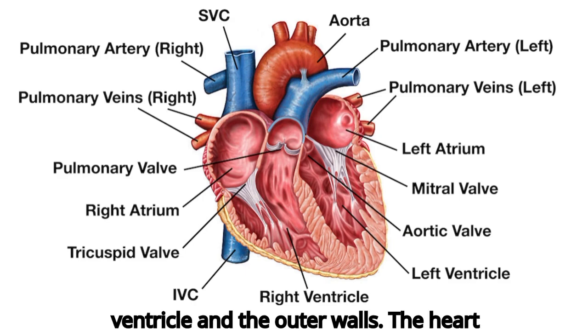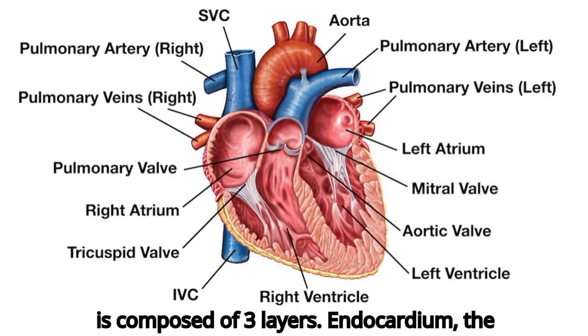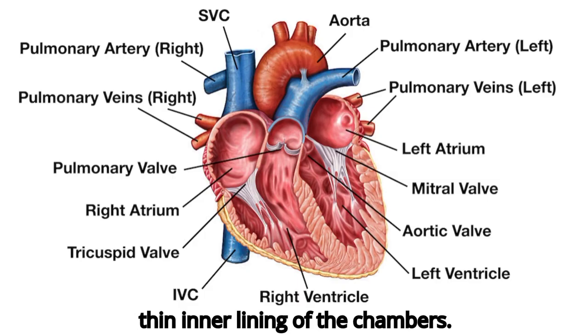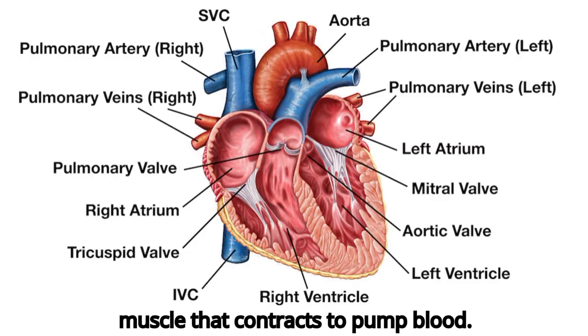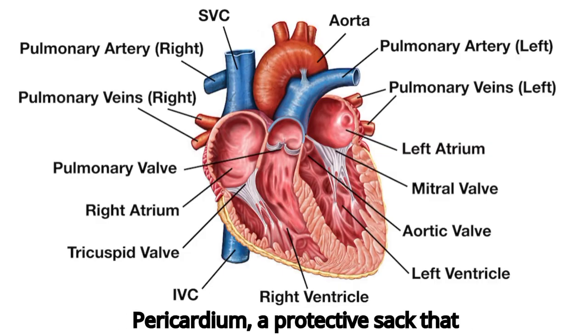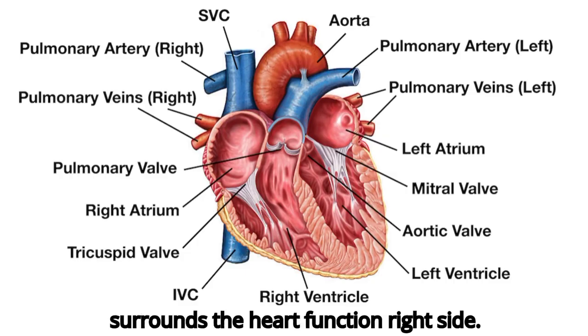Walls. The heart is composed of three layers. Endocardium, the thin inner lining of the chambers. Myocardium, the thick middle layer of muscle that contracts to pump blood. Pericardium, a protective sac that surrounds the heart.